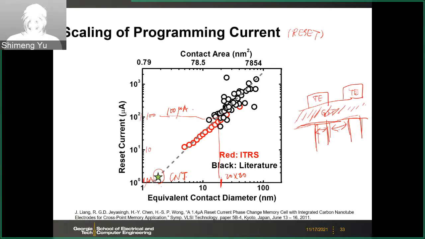You mean this distance? Oh, this is not good. We will discuss that in a minute. This will create the thermal crosstalk. So we will discuss that next.